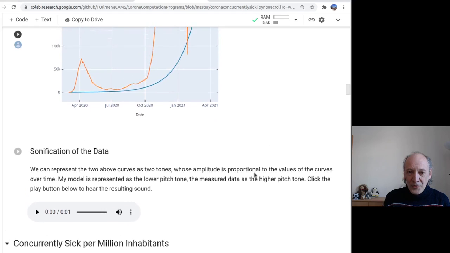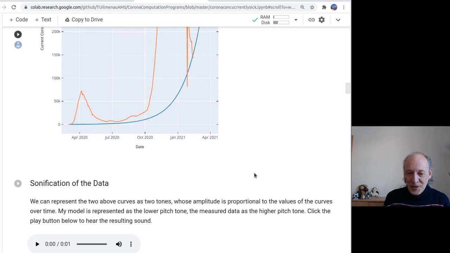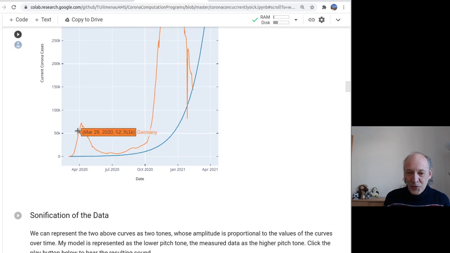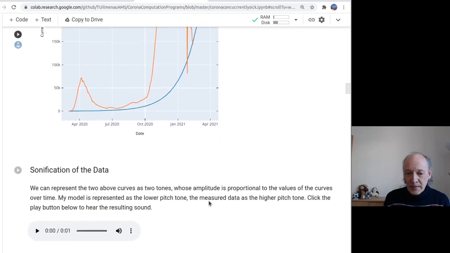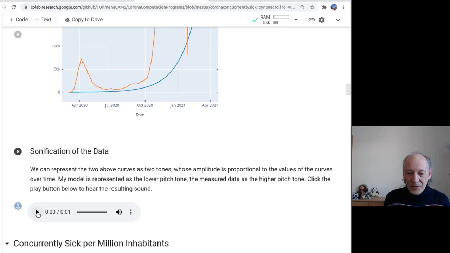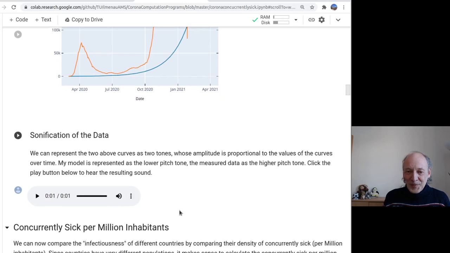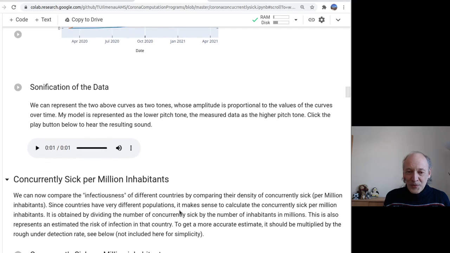Here I have sonification, where you can actually hear the plots. I use two tones. One tone for the actual data, so louder means higher values, and the other tone for my logistic model. So let's try it. Yeah, so the lower pitch tone is my model, and the higher pitch tone is the actual data. So it's basically just a different way of presenting the data.